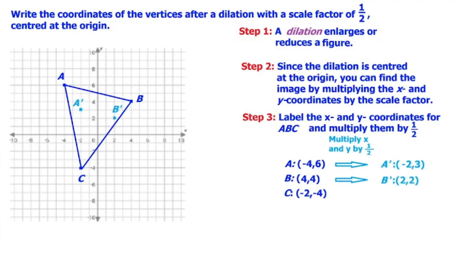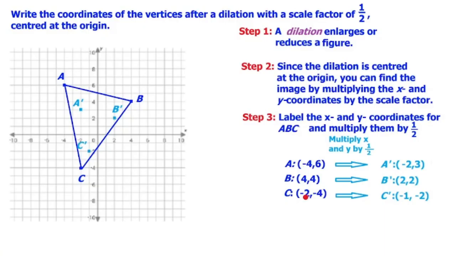Okay? So now let's take B and divide it by 2. So it becomes 2, 2. And when you plot that, 2, 2 is here. That's B prime.